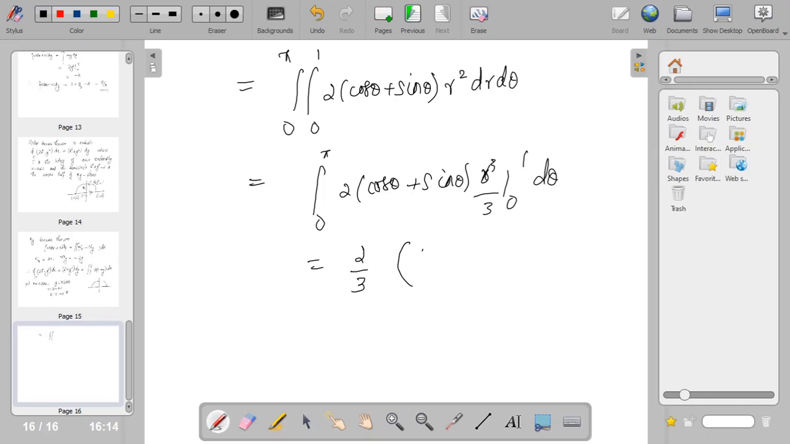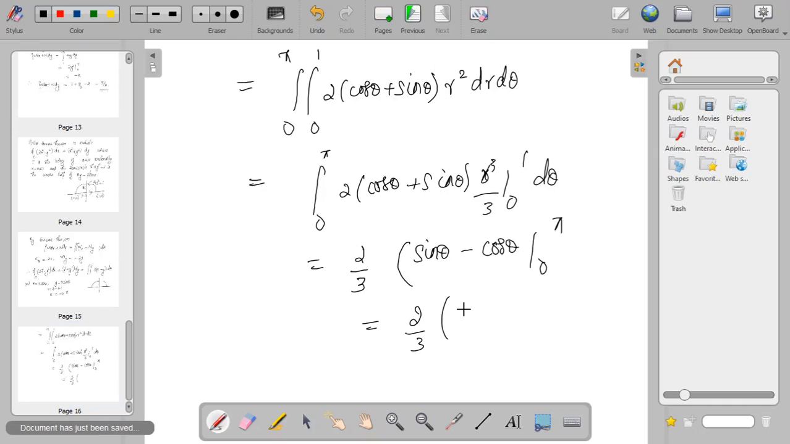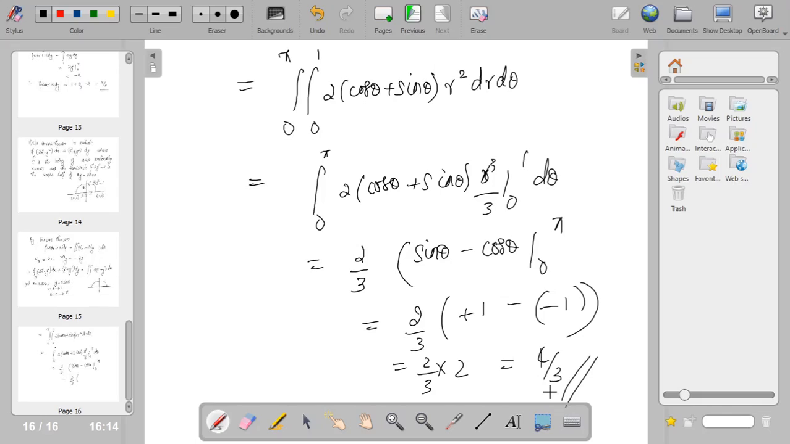Then integrate cos theta plus sin theta. So that is sin theta minus cos theta from 0 to pi. So that will be 2 by 3 times, at pi, minus of minus 1, that is plus 1, minus at 0 which will have minus 1. So that is equal to 2 by 3 into 2. So you will get 4 by 3. So that is the required value. So integral over C m dx plus n dy will be equal to 4 by 3.